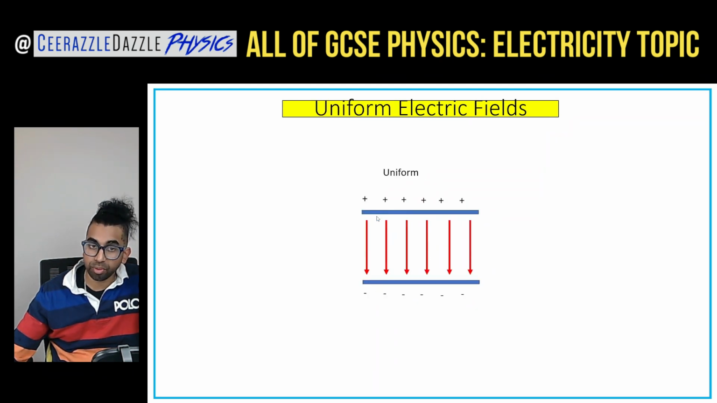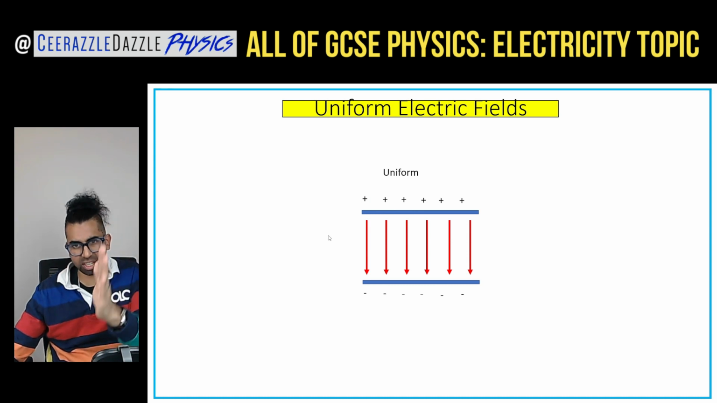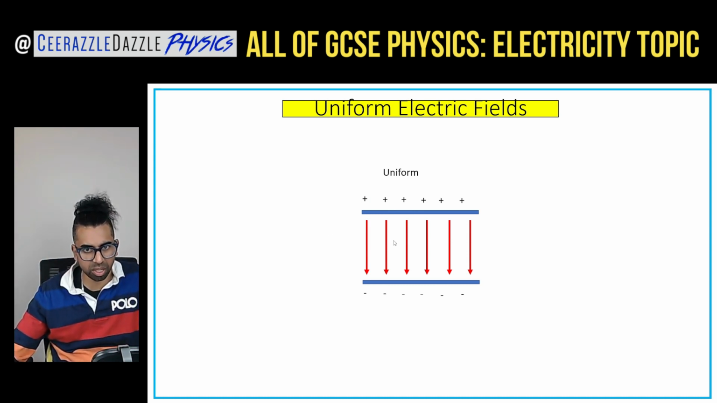This one is a uniform field. The reason why is because the lines are evenly spaced out here. Like school uniform, it's evenly spaced. You know, everyone's the same idea. 1, 2, 3, all the lines are evenly spaced. This one's a uniform field.